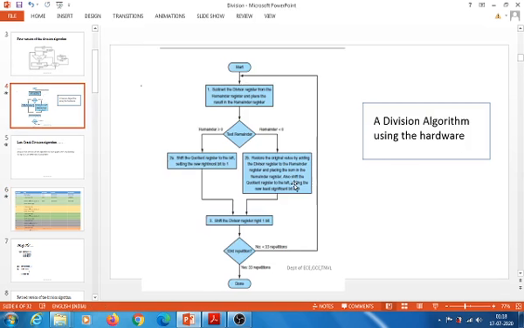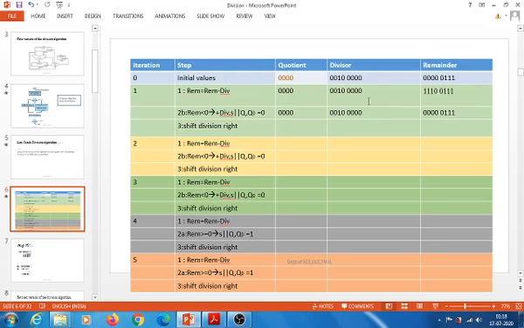So what is the operation in 2b? I want to restore the original value. How can I restore the original value? I must add the divisor register to the remainder register and place the sum in the remainder register. So I have added both this divisor and remainder, and I have placed the result in the remainder register. Also, I have shifted the quotient to the left.